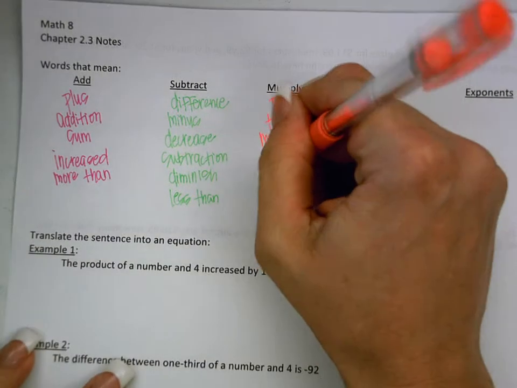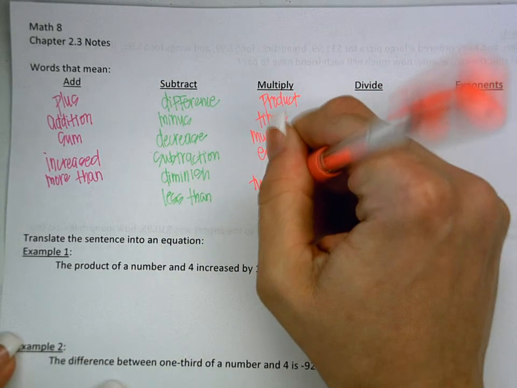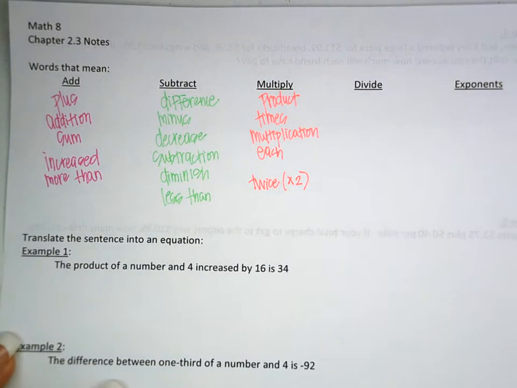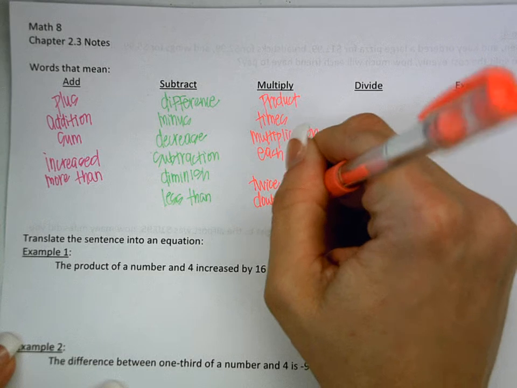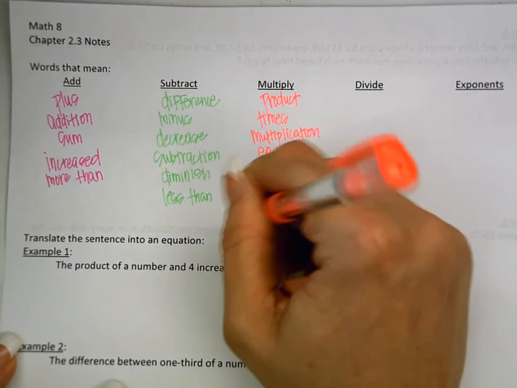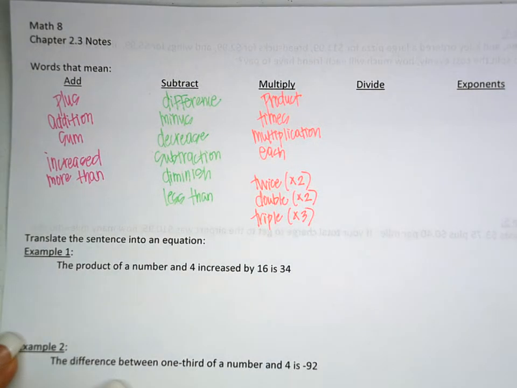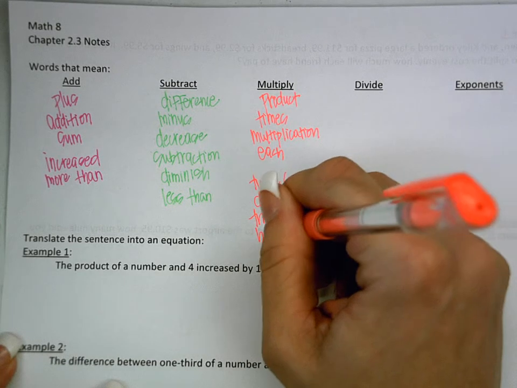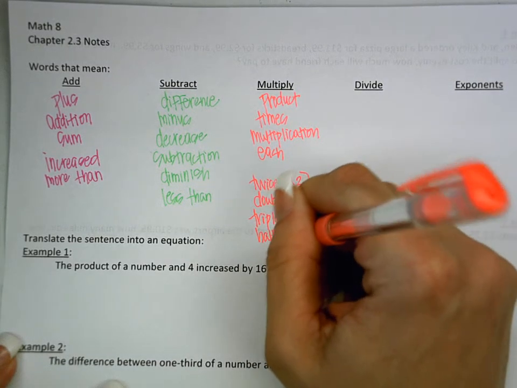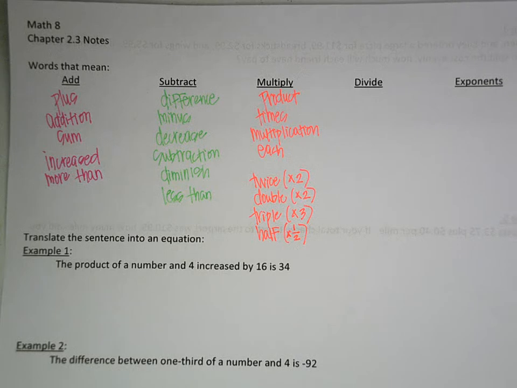And then there are some special ones. Twice means to multiply by 2. Double also means to multiply by 2. Triple is times 3. Another one that's important is half. Multiplying by half can be division, but it's also times 1/2. So remember, multiplication and division are kind of interchangeable based on where you put it.